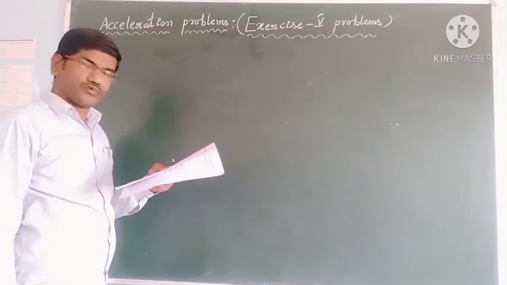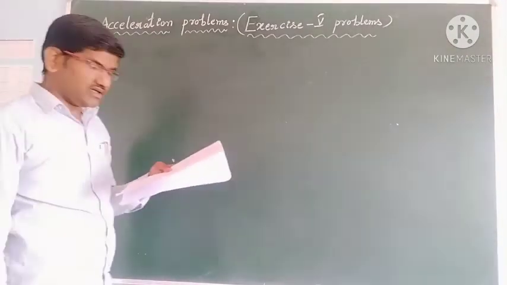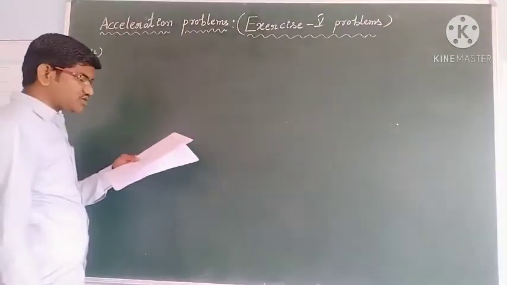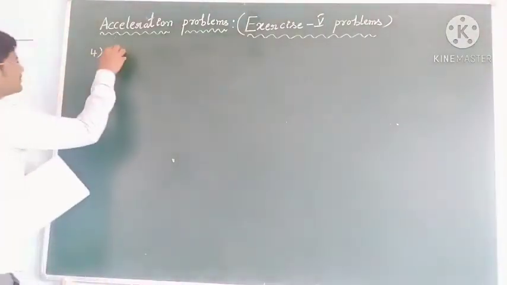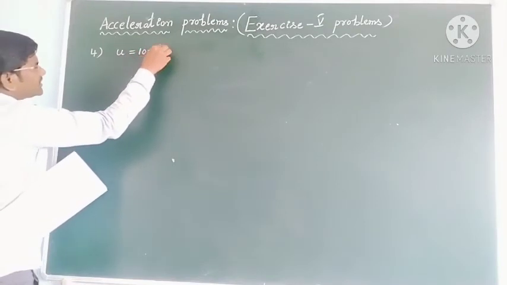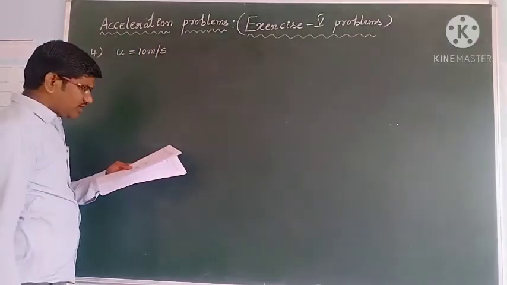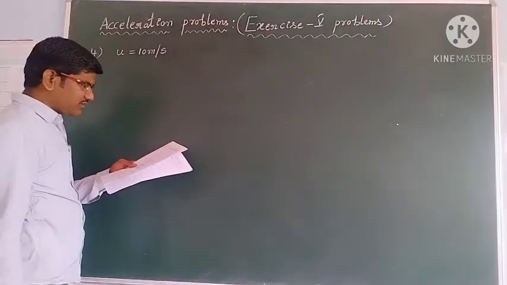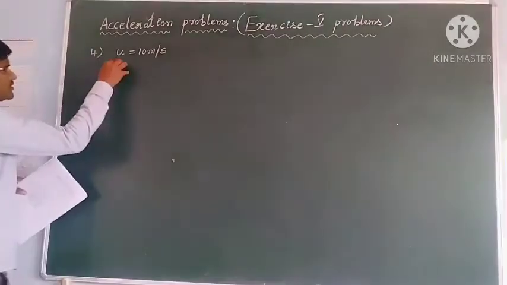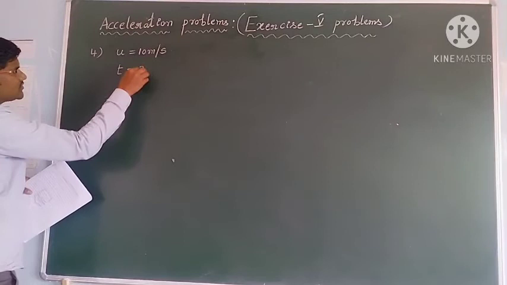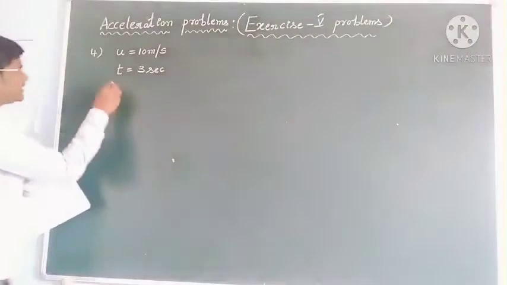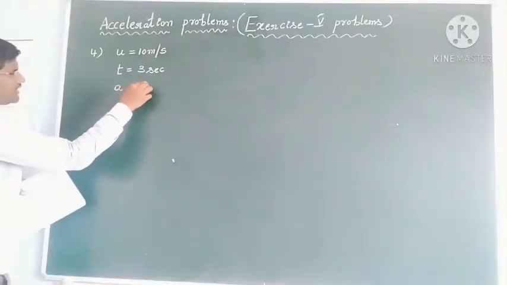and comes to rest in 3 seconds. Find the deceleration. So u is given, 10 meters per second. A vehicle is moving on a straight level road with a constant speed of 10 meters per second. It comes to rest in 3 seconds. Find the deceleration. So we have to find acceleration.